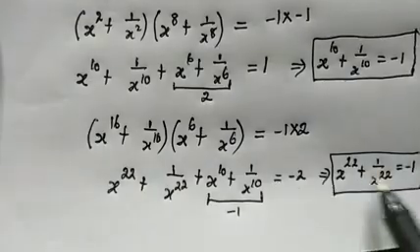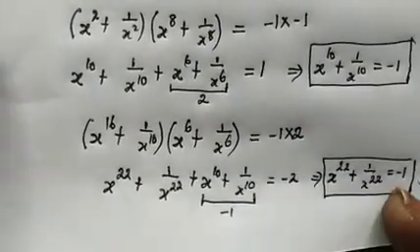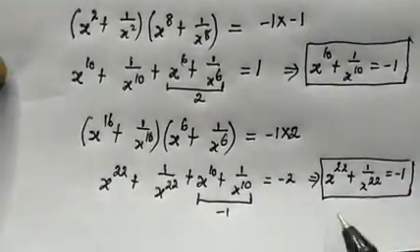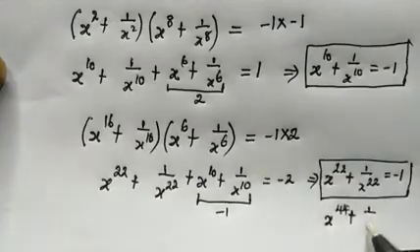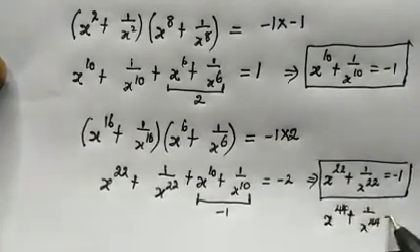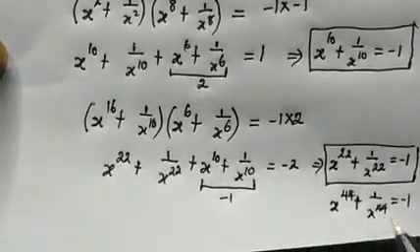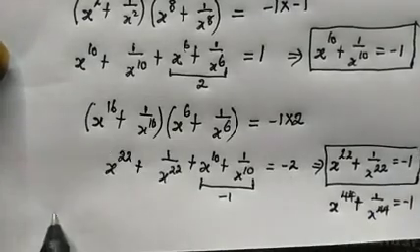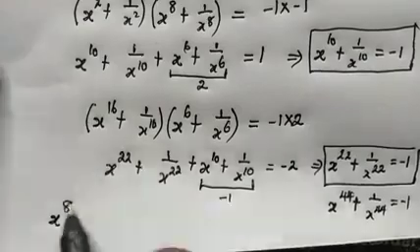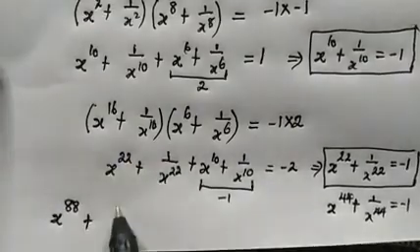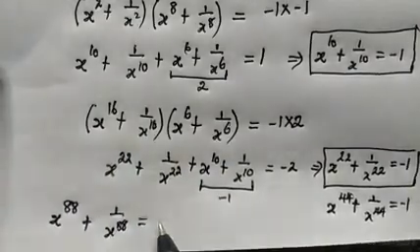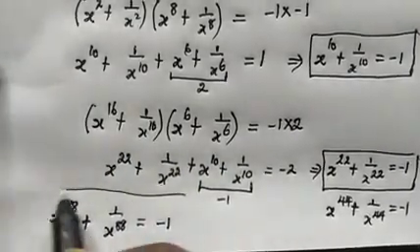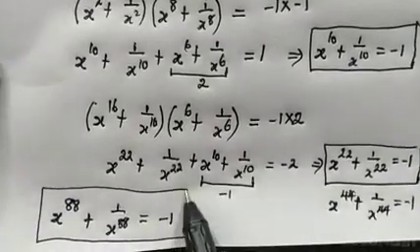Okay, so from here, if you square both sides and apply the first identity, we get x to the power of 44 plus 1 over x to the power of 44 is equal to negative 1. If you square both sides one more time, then we finally arrive at the expression x to the power of 88 plus 1 over x to the power of 88 is equal to negative 1. So this right over here is our correct answer.